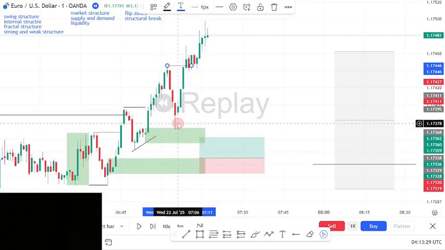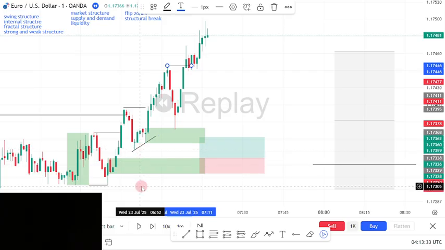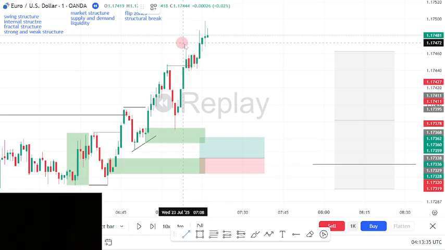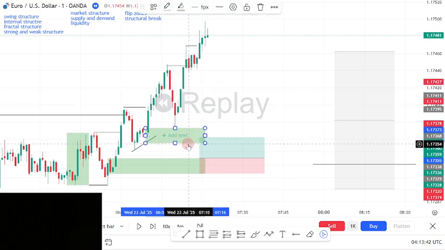Because you can see price tapped into this, we broke above this. We have this liquidity still sitting here, and we know that there's a time will come they will use it. So now I'm in the main move. Right, I'm in the main move.